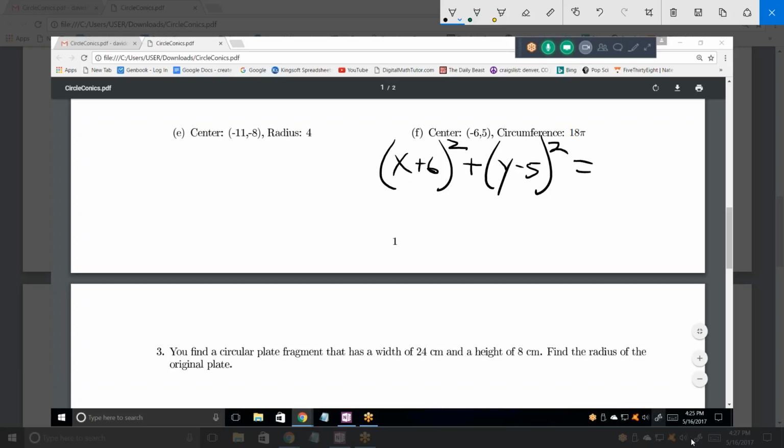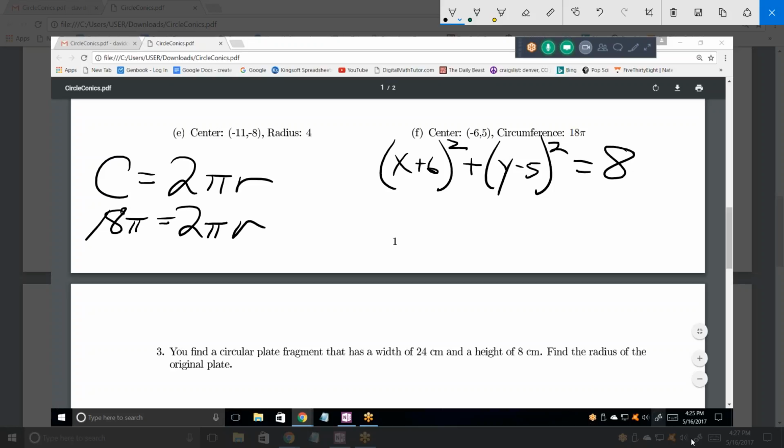Now let's go over here on the left. The circumference is 2 pi r, and it's 18 pi. So if that's 2 pi r, what is r? R is 9. So what goes over here on the right side of my equal sign? 81. There you go.